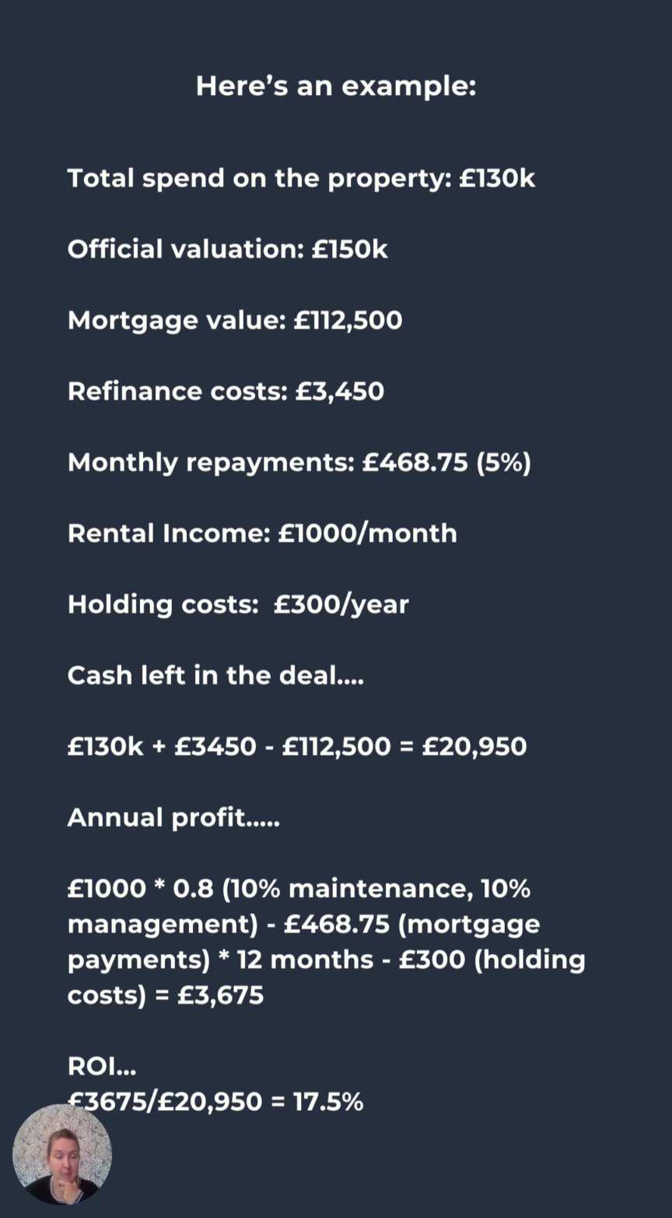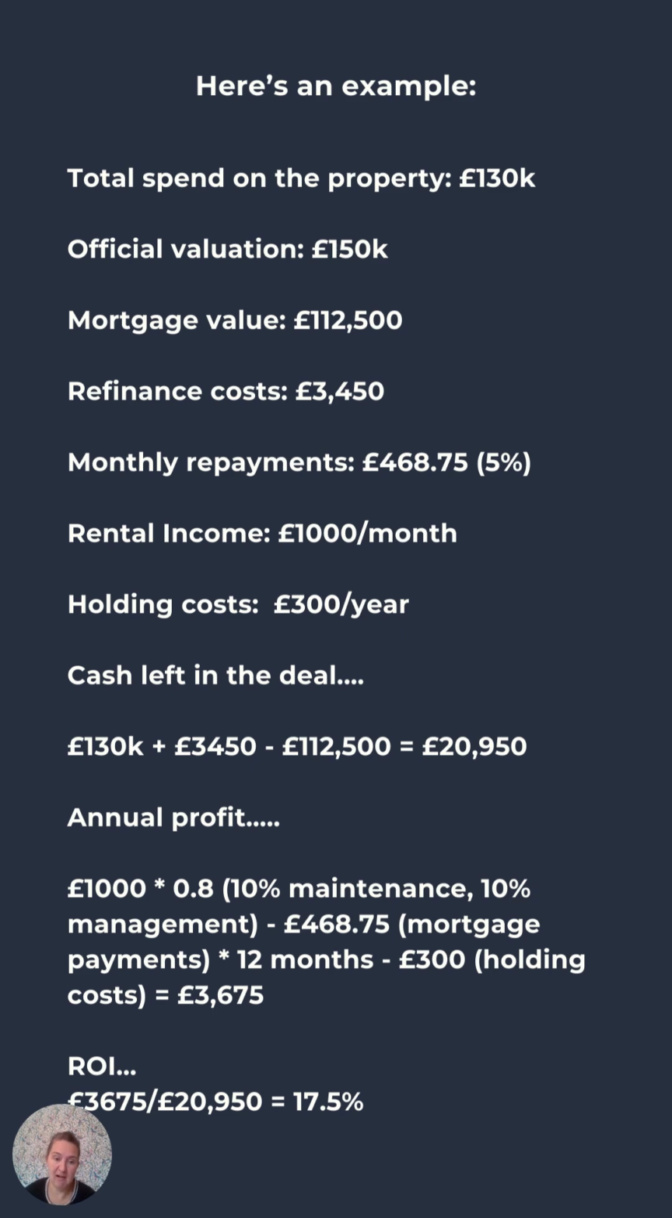Your monthly interest-only repayments on a mortgage of that size at 5% will be £468.75 per month. If this property were to earn £1,000 a month and we had holding costs of £300 per year, remember holding costs being your buildings insurance, your annual CP12 and your every 5 years EICR, then we can calculate how much cash we've got left in the deal. So that's 130,000 plus what you've spent to refinance it, 3,450, minus whatever you've pulled out of the property. In this case, the mortgage amount of 112,500, leaving you with 20,950 left in the property.